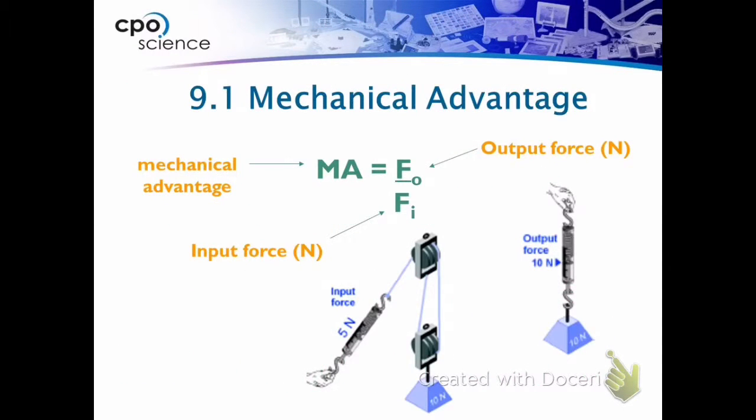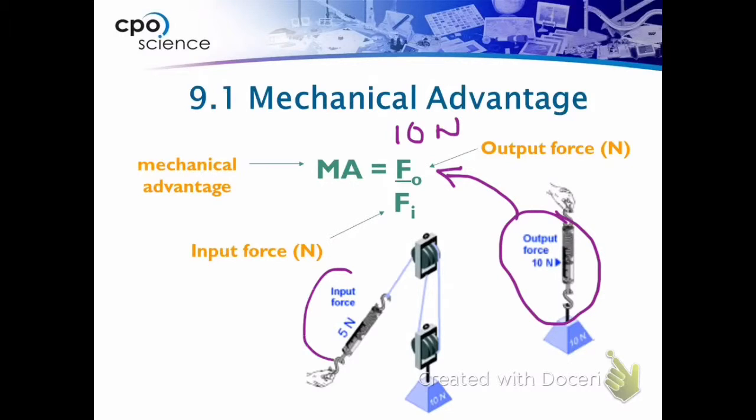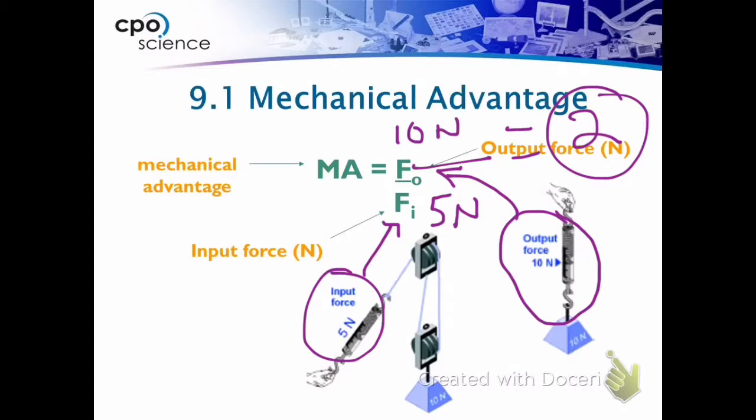Here's an example using forces. The output force is the force that the machine is lifting the object. In this case, it's 10 newtons. The input force is the force that you supply to make the machine work. In this case, it's 5 newtons. You simply divide them. 10 over 5 gives you a mechanical advantage of 2. In other words, this device is multiplying your input force by 2.